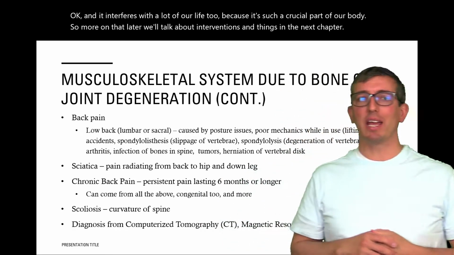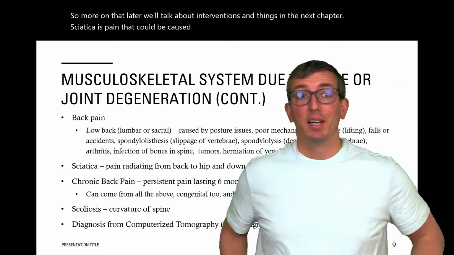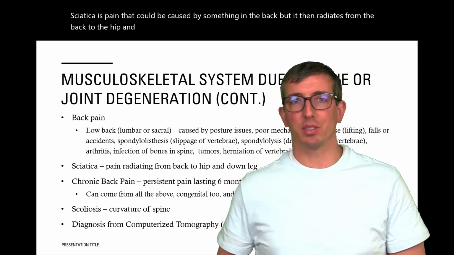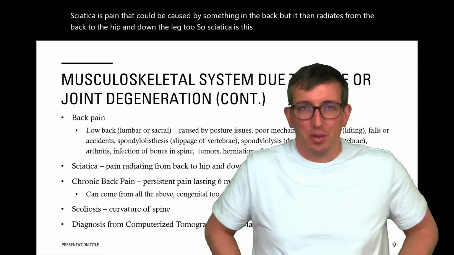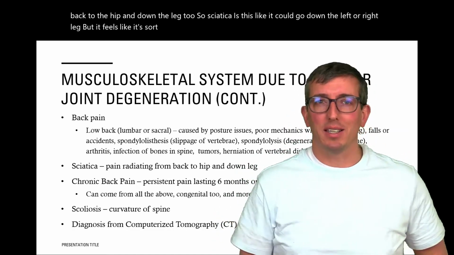Sciatica is pain that could be caused by something in the back, but it then radiates from the back to the hip and down the leg too. It could go down the left or right leg, but it feels like sort of shooting pain down the leg, something like that.